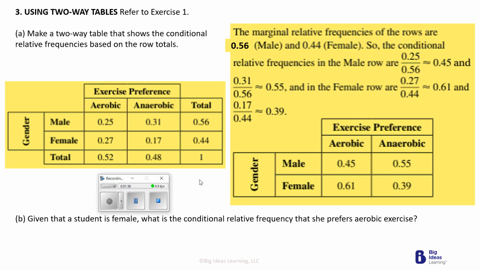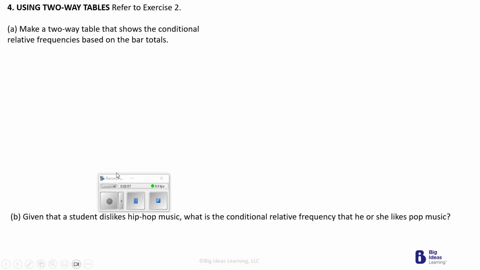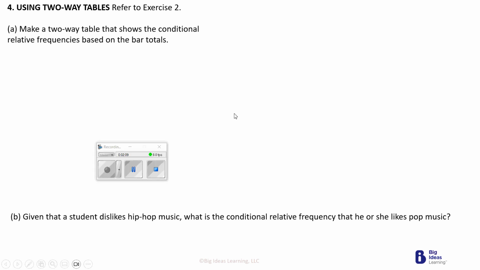All right. Then it says, given that a student is female, what is the conditional relative frequency that she prefers aerobic exercise? Well, given that the student is female, the conditional relative frequency that she prefers aerobic exercise is 61%, right? Remember that 0.61 goes over two places and becomes 61%. Females preferring aerobic exercise. All right, number 4 is for you to do. I'm going to go ahead and get on number 5.